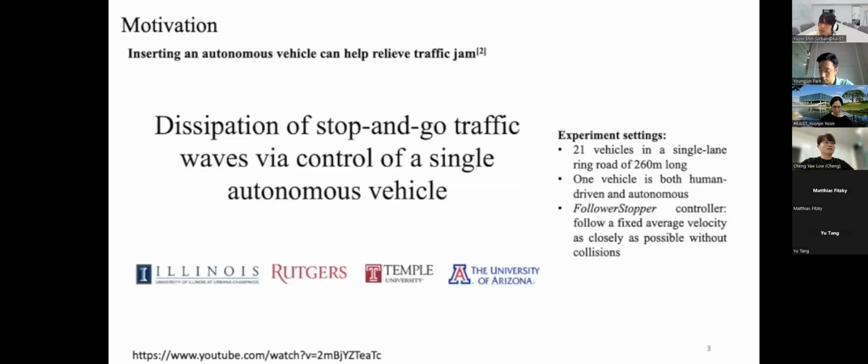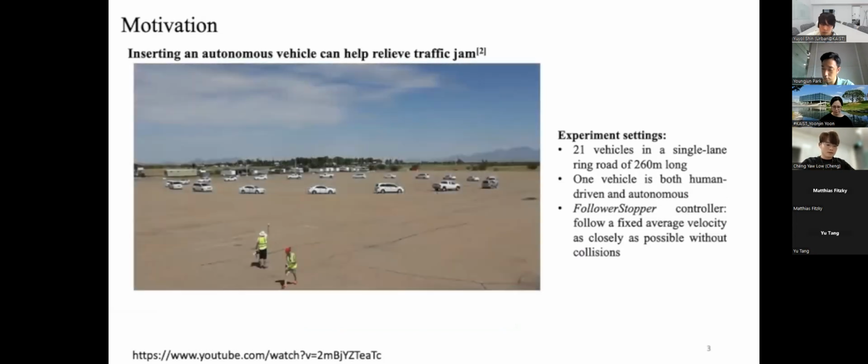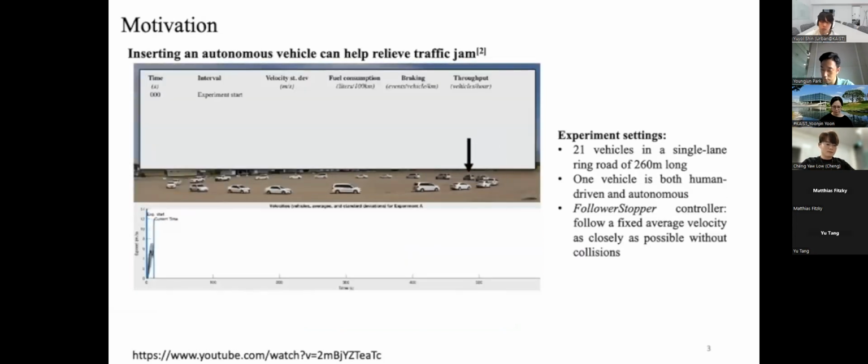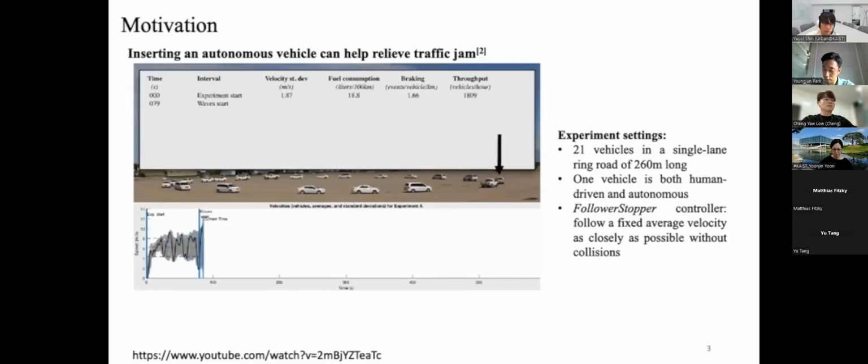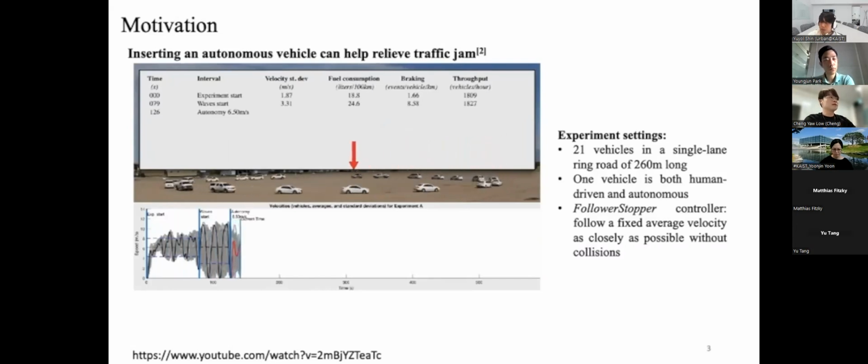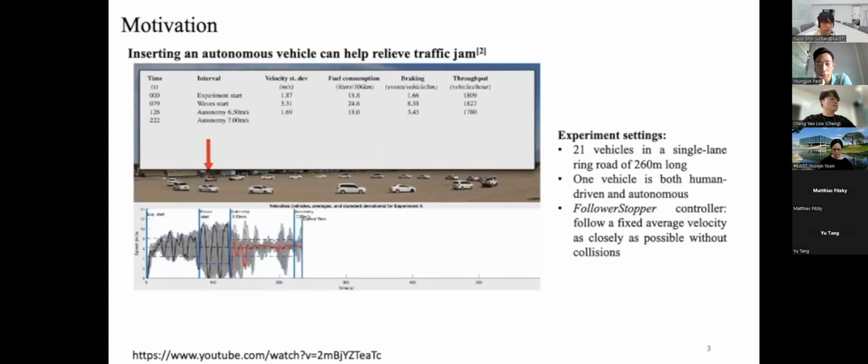Fortunately, researchers have shown that inserting an autonomous vehicle can help relieve traffic jam. In 2017, Stern verified this by a real-world experiment. They set 21 vehicles on a railroad with one vehicle autonomous capable. When the road is black, the vehicle is human-driven. When the road turns red, the vehicle is controlled by a simple follower-stopper controller. This controller makes the vehicle follow a fixed average velocity as closely as possible without collisions.